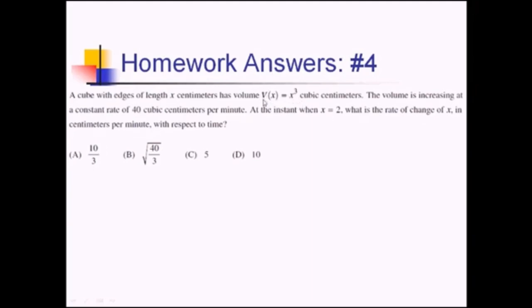So let's take the derivative of the volume formula here with respect to time. So we'll have dV over dt on the left equals 3x squared dx over dt on the right. Let's plug in what we know. Volume is changing at a rate of 40 cubic centimeters, so we'll plug in 40 for dV over dt. And x, they told us, was 2 at the instant we care about. So we're just solving for dx over dt then. So I've got, let's see here, 3 times 4, so 12. So dividing by 12, we've got 40 over 12, which we can reduce, dividing by 4, to 10 over 3. So 10 over 3 centimeters per minute, and that'll be choice A.